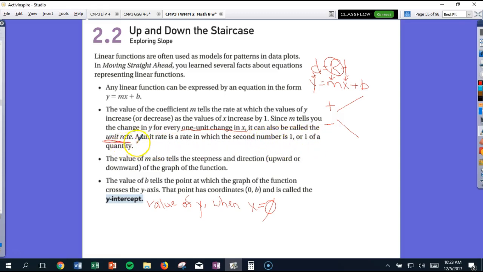I also want to talk to you down here about the value of b, which tells the point at which the graph of the function crosses the y-axis. That point has coordinates (0, b), or whatever that value of y is, and that's called our y-intercept. Remember, we talked in Moving Straight Ahead about the value of y when x is 0.